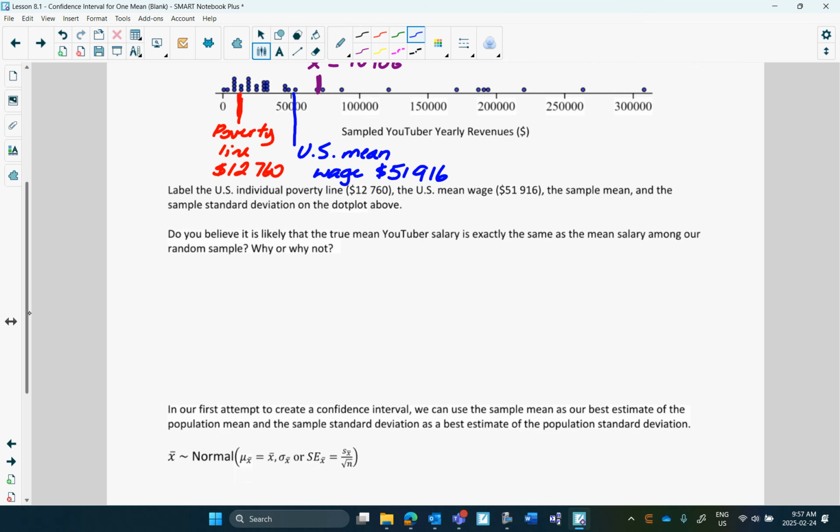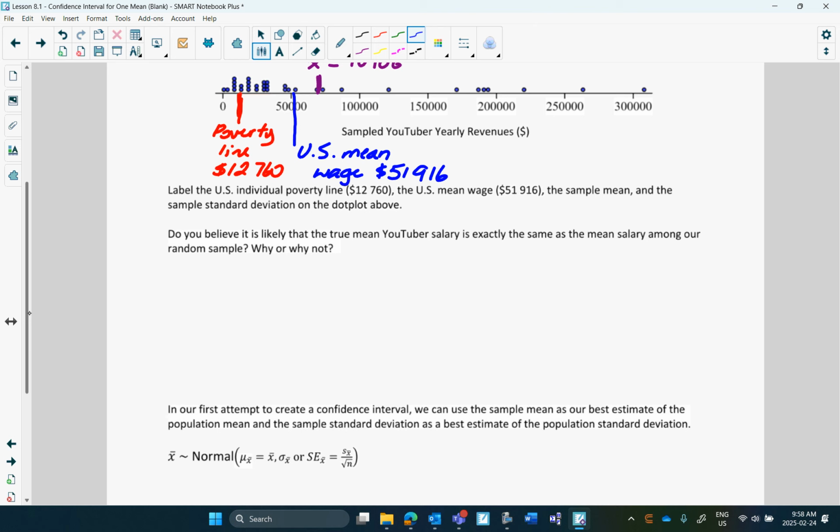Is the U.S. minimum wage still relevant? It's not our population, because we're looking for the population mean for YouTubers, but the U.S. minimum wage is still a minimum wage. It would be like mu U.S., whereas we're looking for mu YouTubers.